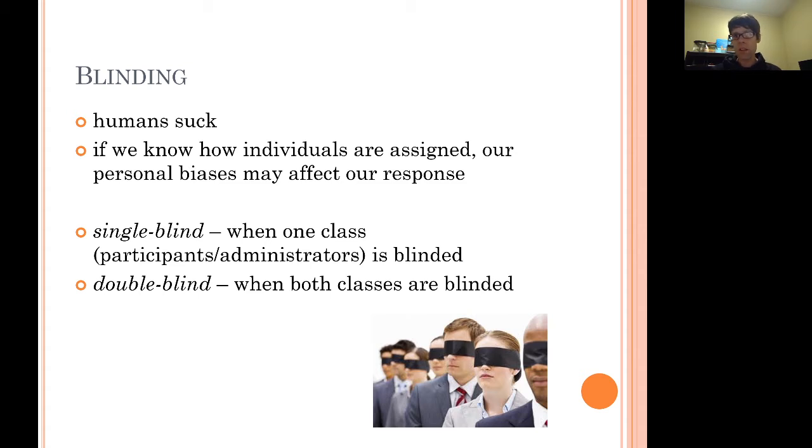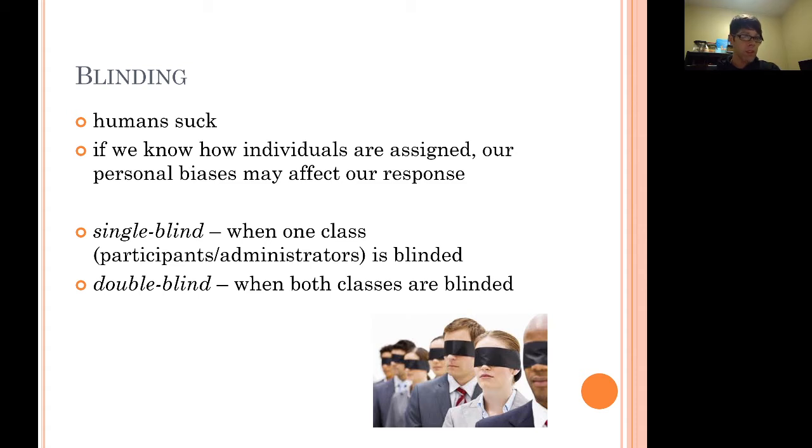So this is why we typically try to blind humans when it comes to human-based experiments. And there's two different ways we can do this. We can single blind our participants or our administrators. A lot of the experiments that I know about that use blinding are pharmaceutical experiments. So, for example, if we're working on a vaccination for a certain disease, maybe we want to blind just the participants.